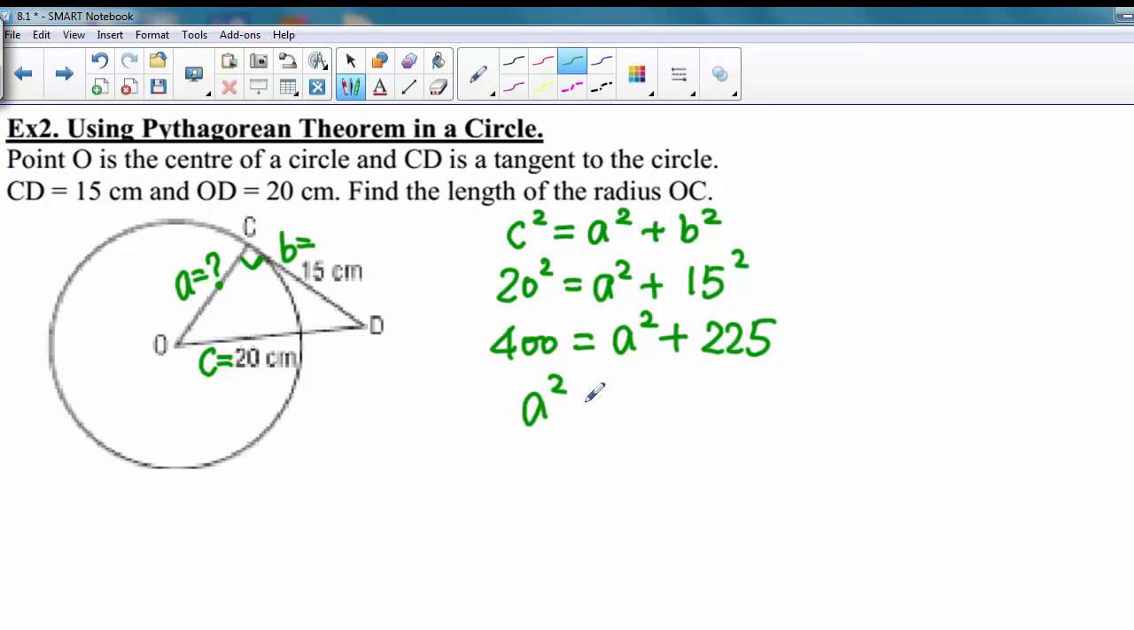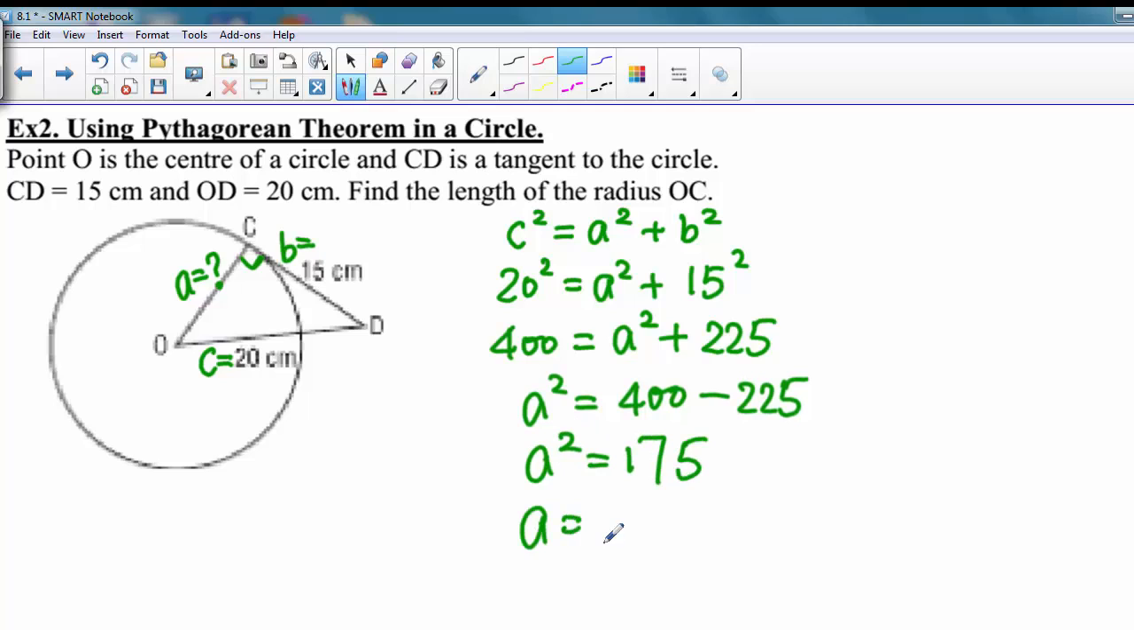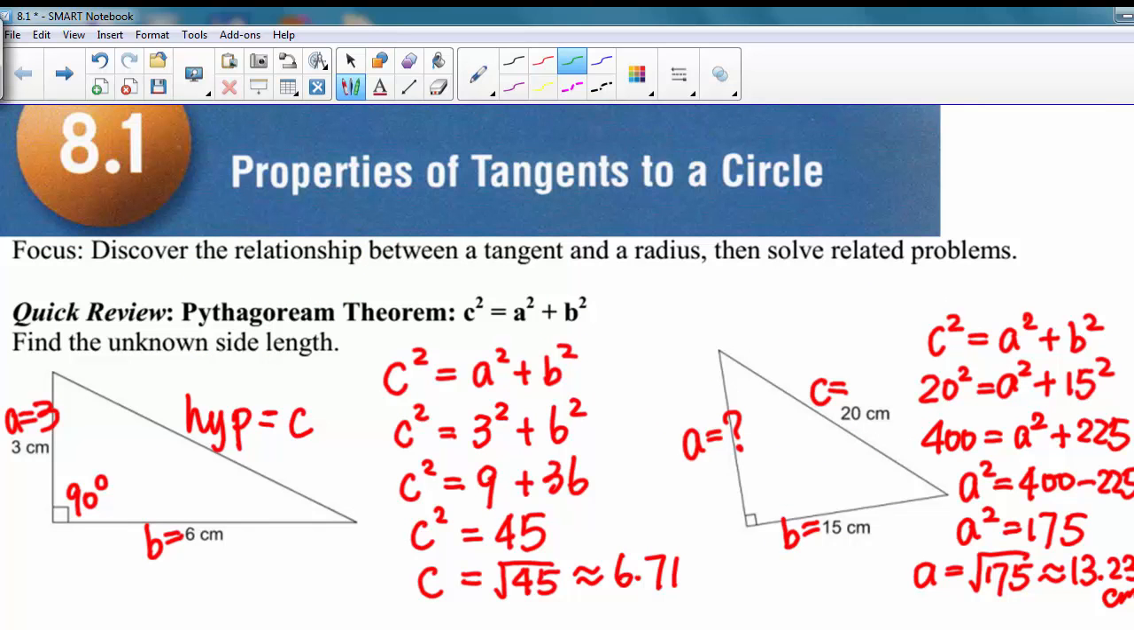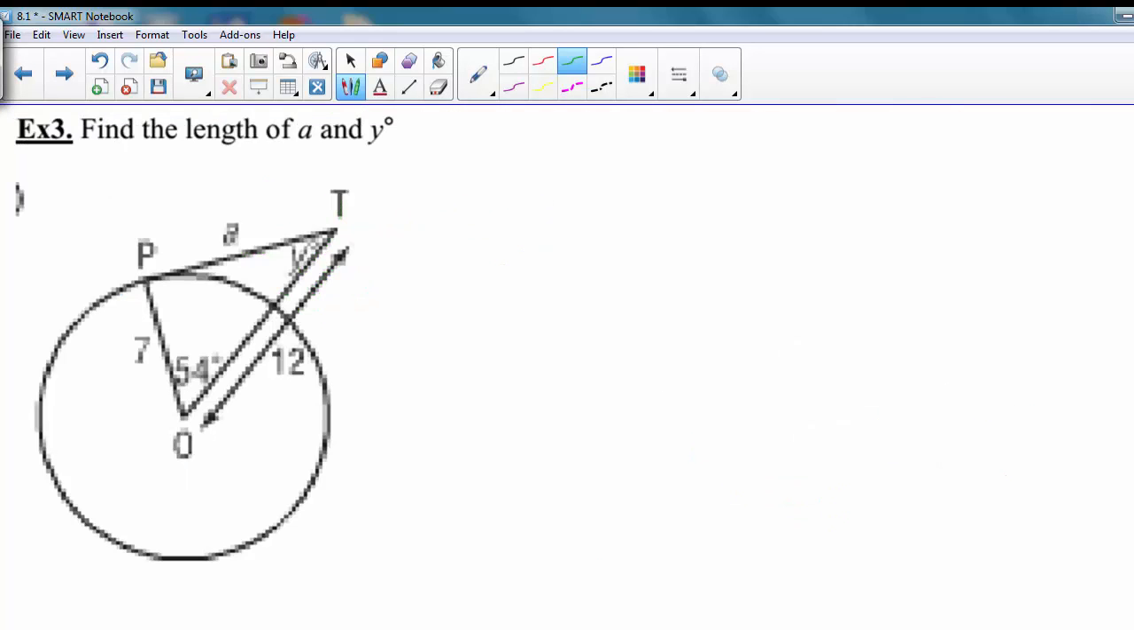So A squared equals 400 minus 225. A squared equals 175. If we want to find A, we need to square root both sides. So the square root of 175 is around 13.23 centimeters. So this question is exactly the same as what we find for this missing side in this right triangle. Right now, let's look at the last example.